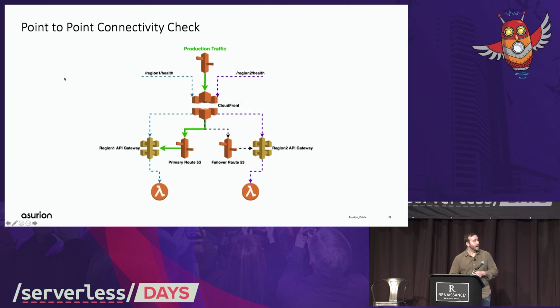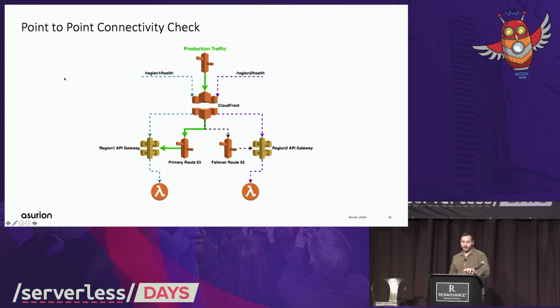So here is a diagram of our point-to-point connectivity health check. You can see, I'll trace this in blue, the Region 1 health check. You can see we expose through CloudFront our Region 1 health endpoint. That registers to Region 1 API Gateway. And then subsequently, all of the subsequent resources within that region. So Lambda, DynamoDB, what have you.